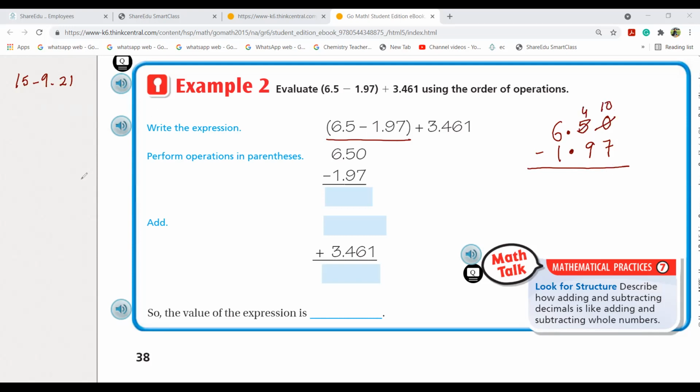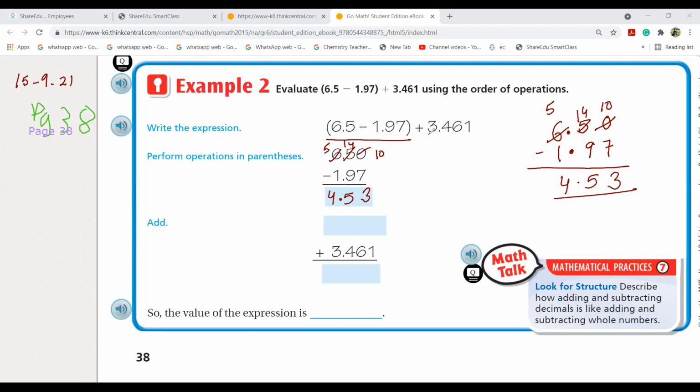Page 38. It's seen here. 3, and again you need to do the regrouping. And then you have 4.53. This is 10, and this is 4. But you cannot take out 9 from 4. So again, regrouping, and 5. So this is 3, and here it is 5 and 0.4. Now, you got an answer as 4.53.